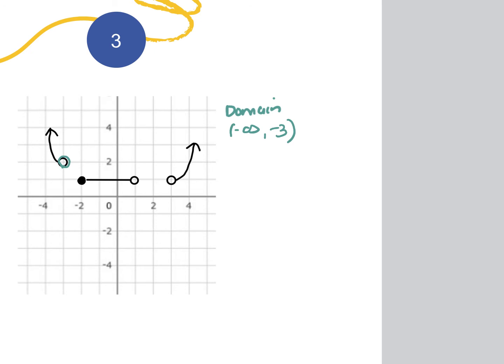Then we start again here. That's a negative 2. This time it's a bracket because it's a solid dot. Goes all the way through to here, which is positive 1, open dot. Stops again. So our interval notation stops. Starts again here, positive 3, open dot, so it's a parentheses, and arrows to the right, which means positive infinity.